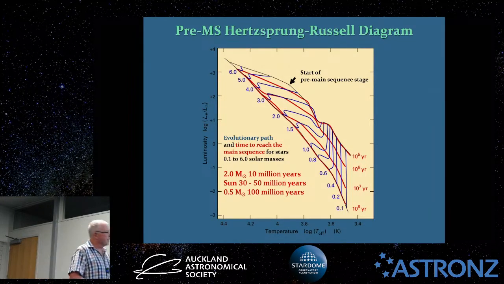So here are our figures again. The sun takes about 30 to 50 million years to get to the main sequence. 2 solar masses takes about 10 million years, and half a solar mass takes about 100 million years. So you can see that principle there.